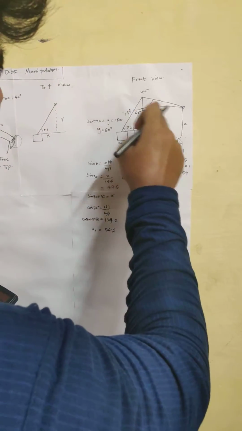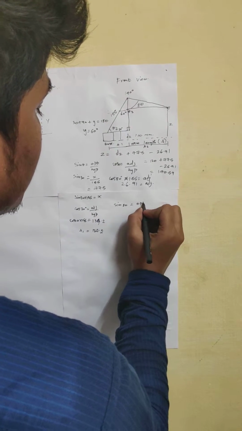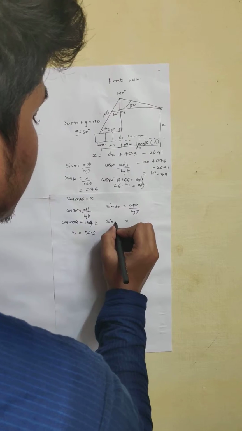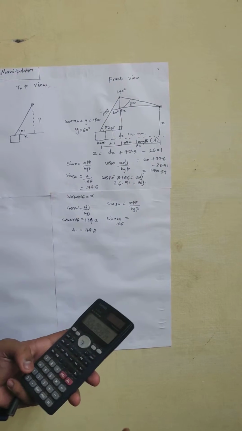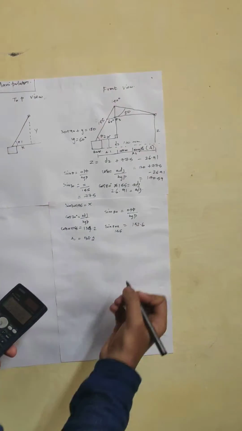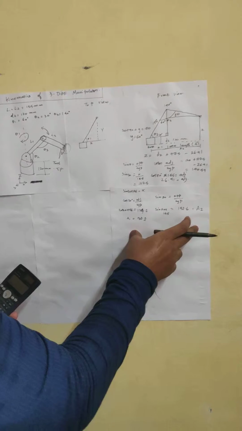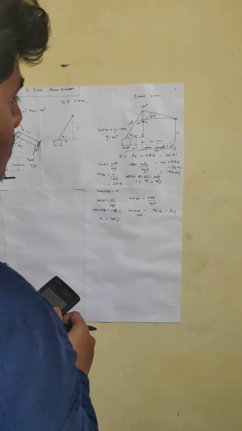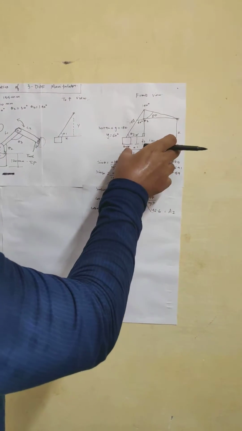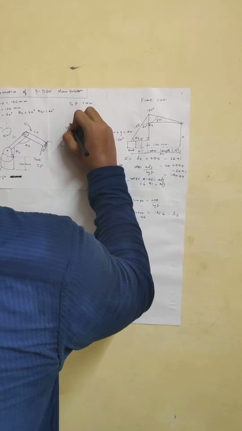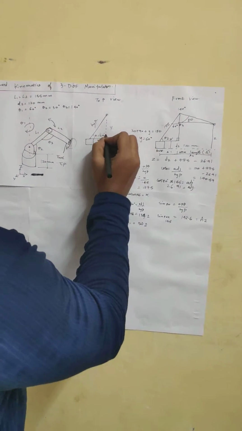To find this, sin 80 equals opposite by hypotenuse, that is sin 80 into 155, which is 152.6, nothing but A2, right? If we add these two, we'll know what this distance is. By getting this distance, we know the hypotenuse, and we already know this angle, which is 60 degrees. So we can find the x and y, right?